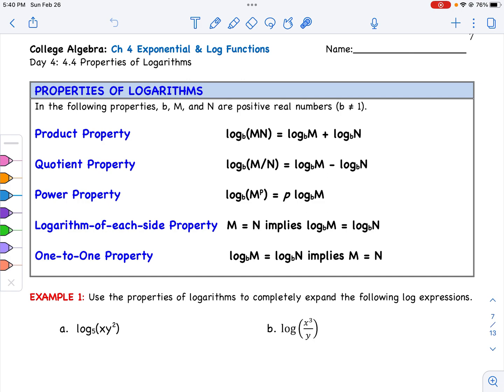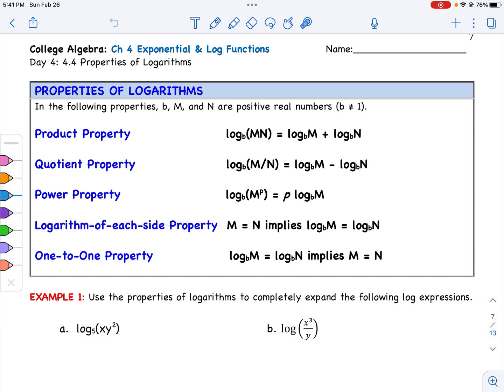Logarithm of each side. So if you have m and n that are equal, say those are the arguments, then if you apply the log to both sides, it still is an equal statement. Same thing as the one-to-one property. If you have logs that are equal, then their arguments are equal. So let's jump in and use these properties.